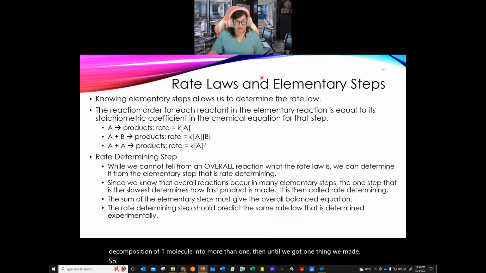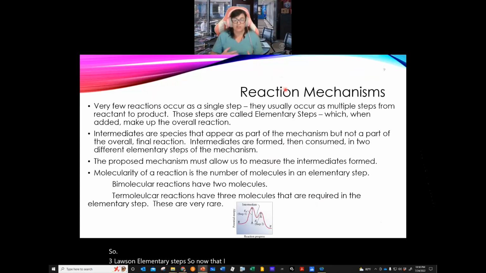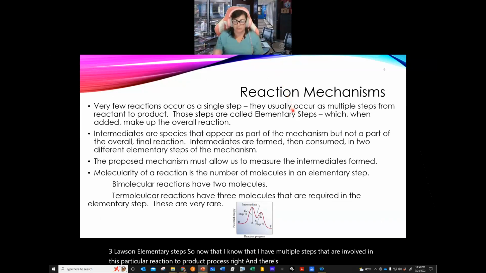So, rate laws and elementary steps. So now that I know that I have multiple steps that are involved in this particular reactant to product process, all right, and there's an intermediate in the middle that I can measure, that I can collect and measure, then I know that that's a 2-step mechanism, okay?